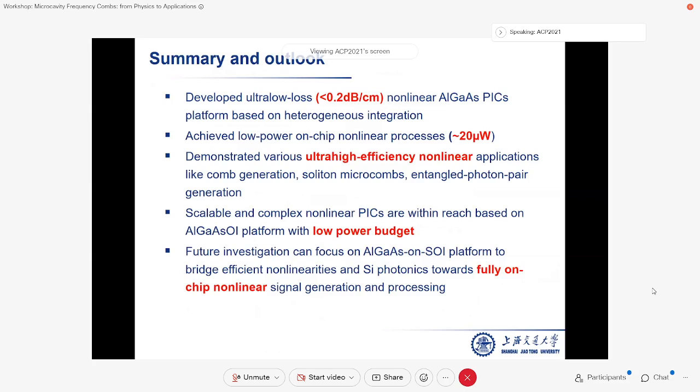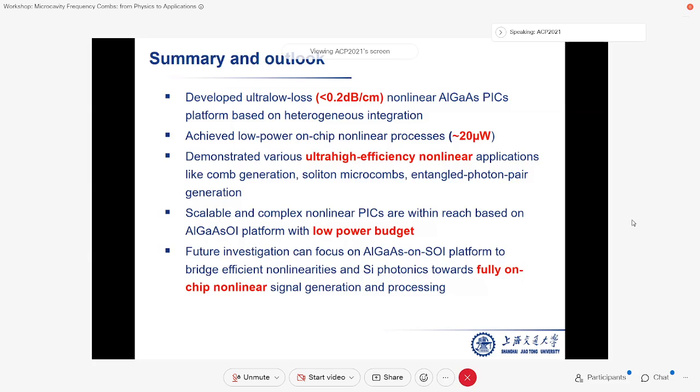So in summary, we developed an ultra-low-loss nonlinear LGAS platform, with loss less than 0.2 dB per centimeter, based on heterogeneous integration, and also achieved low-power on-chip nonlinear processes around 20 microwatts. It could be a record for some time, I think. We also demonstrated various on-chip ultra-efficient nonlinear processes. Scalable and complex nonlinear circuits, I think, are within reach based on this platform, with a very low power budget compatible with silicon photonics.